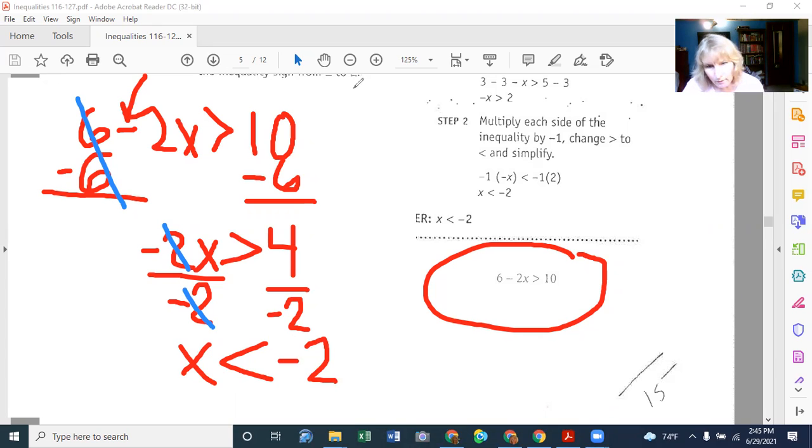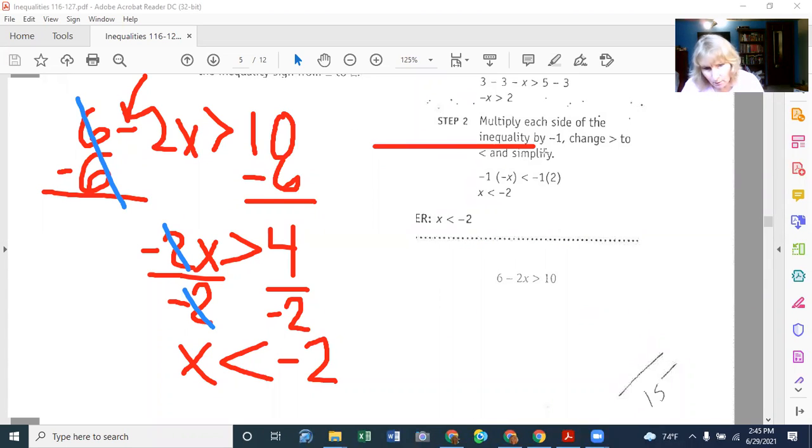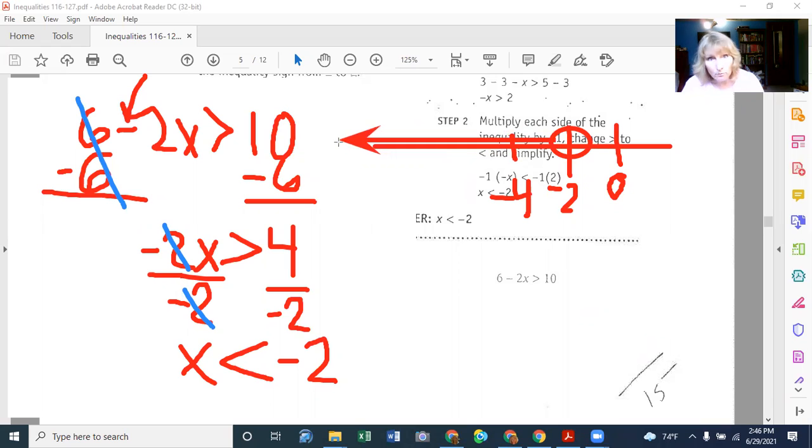So if we were to graph that, we can show that it's numbers that are less than negative 2, not including negative 2. So here's 0, here's negative 2, here's negative 4, etc. So we're going to put an open circle at negative 2, and our arrow is going to go to the left because it's less than negative 2.